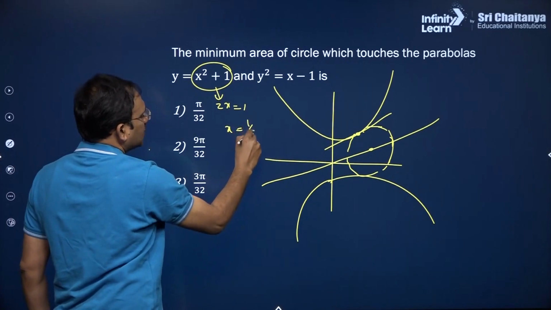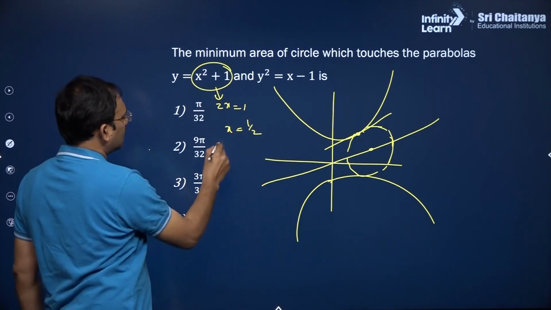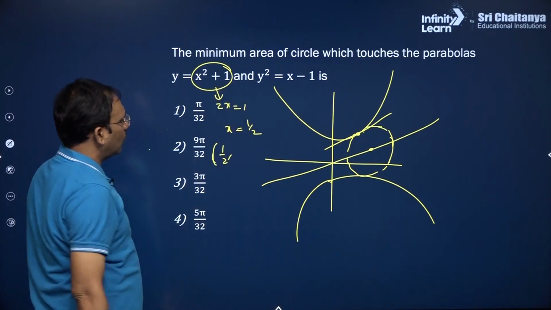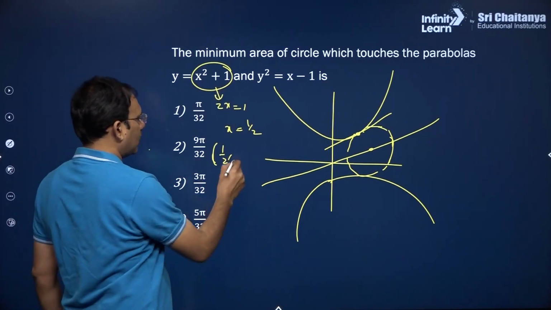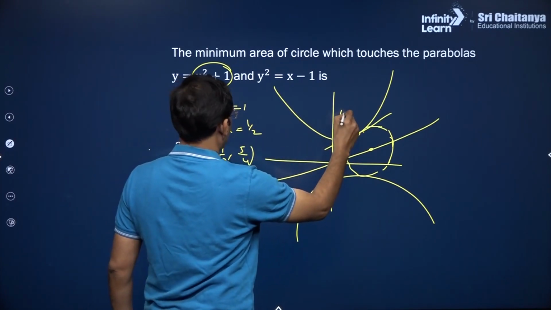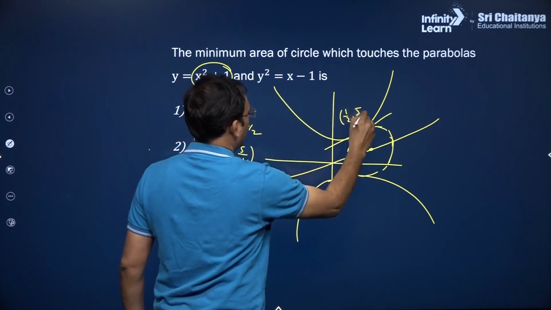So such a point is x is 1 by 2. For this point, my dear friends, when x is 1 by 2, what is y? 1 by 4 plus 1, which is 5 by 4. This is the point, my dear friends. This point is (1 by 2, 5 by 4).